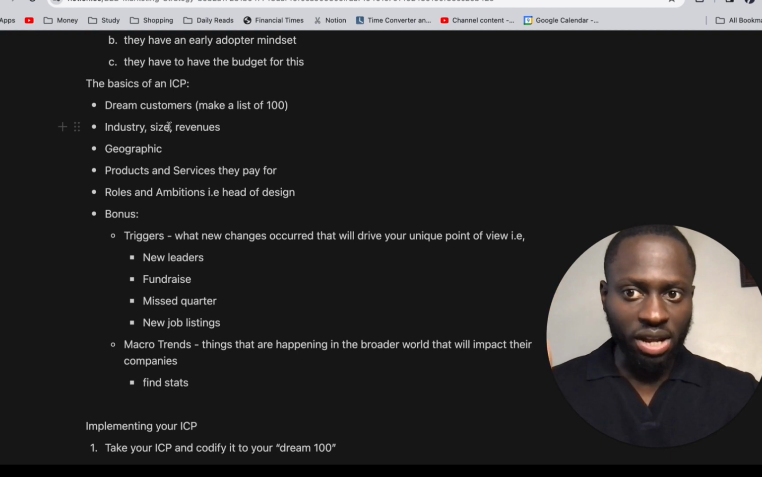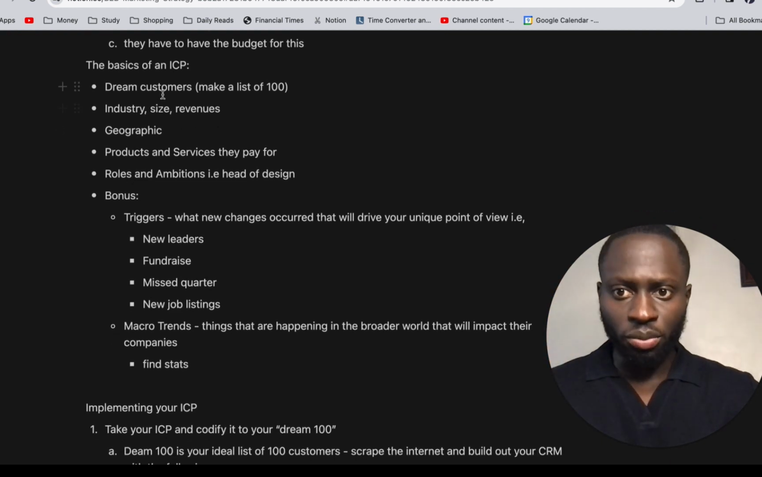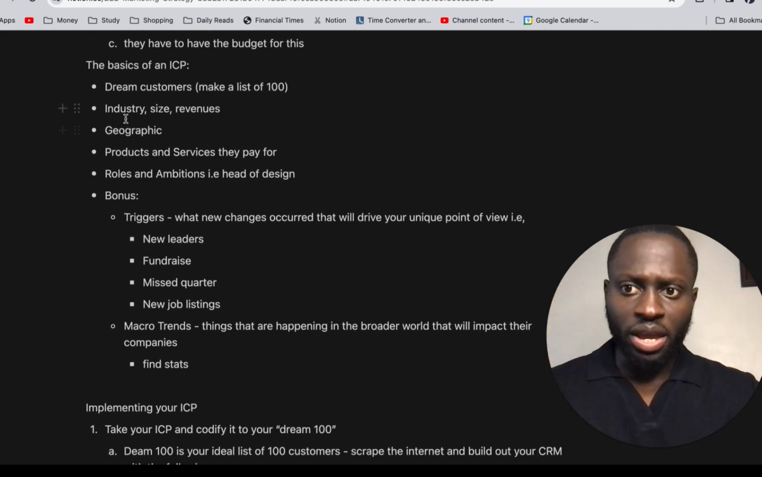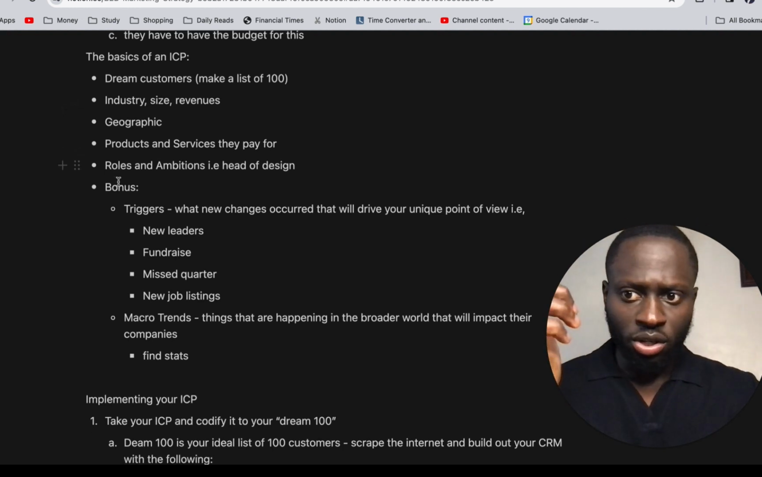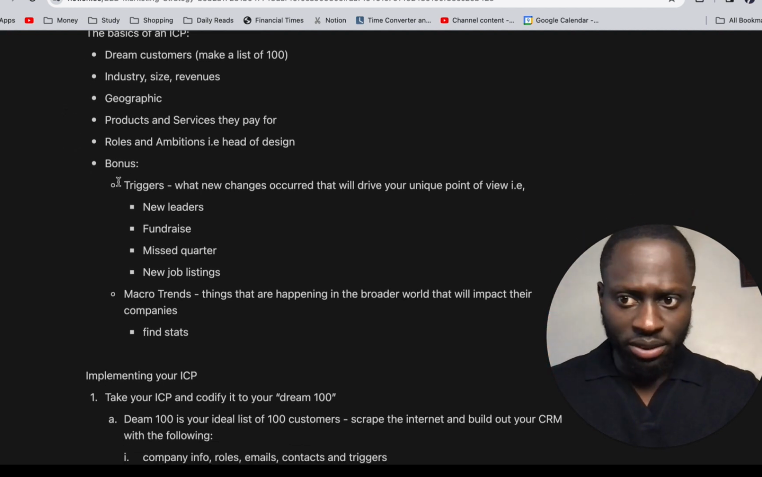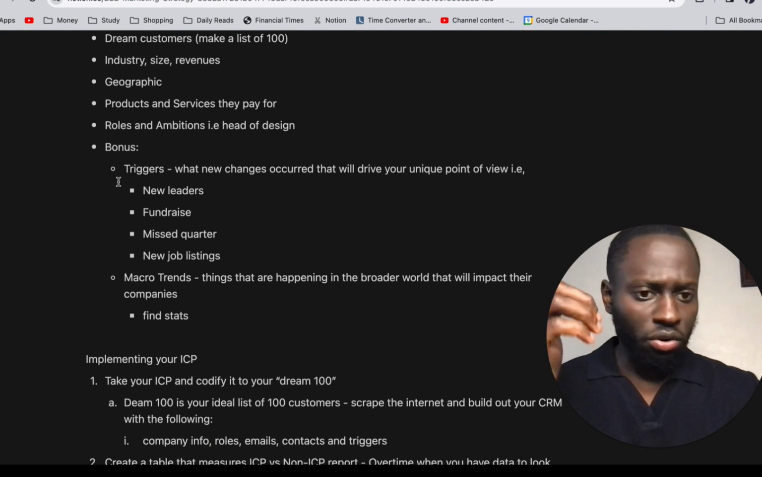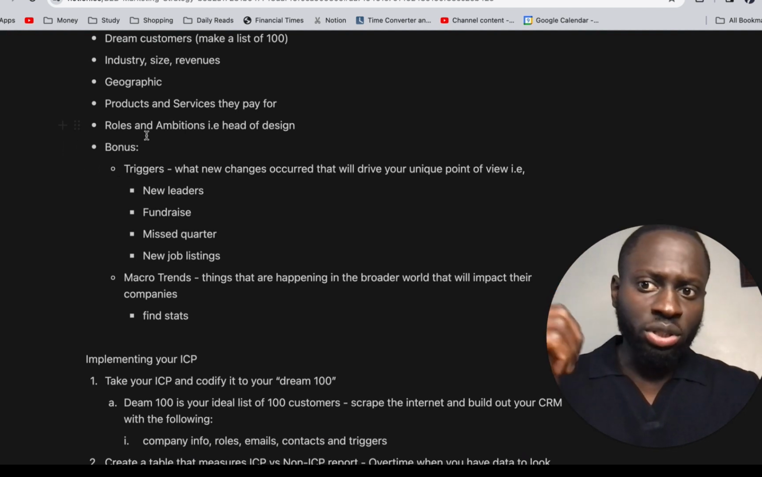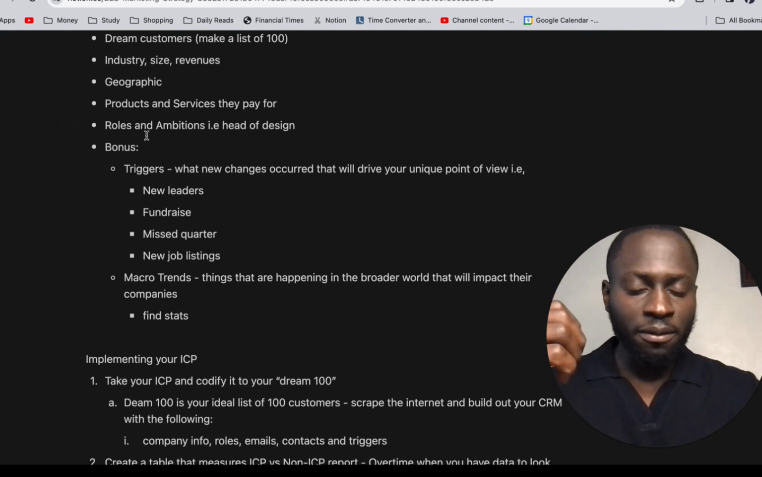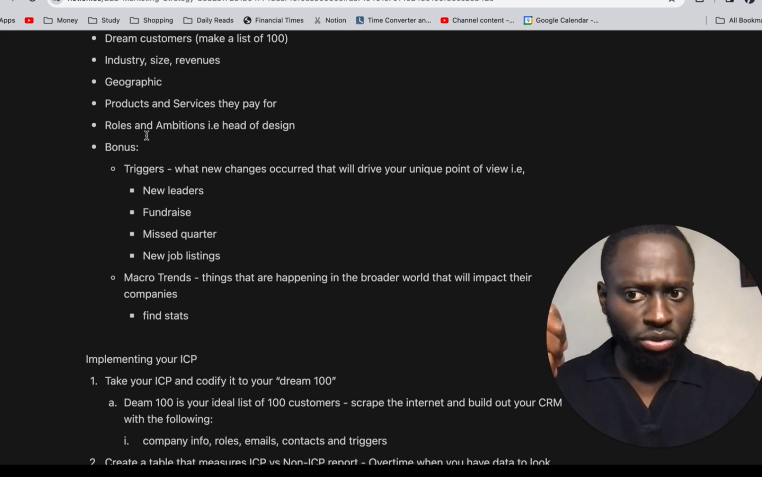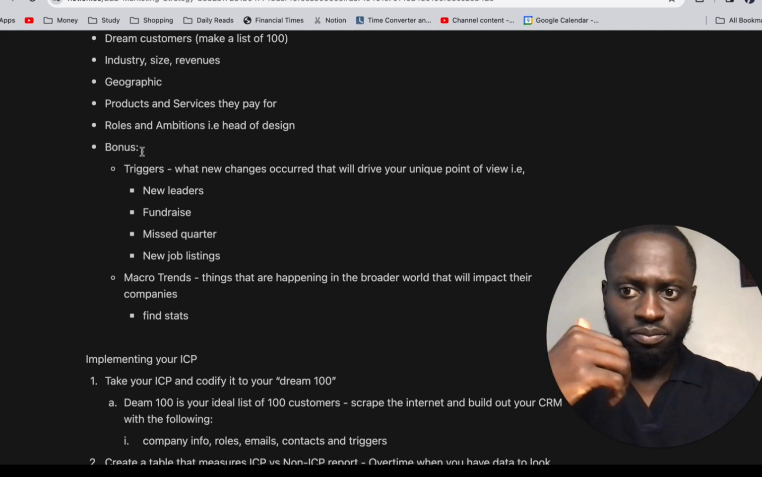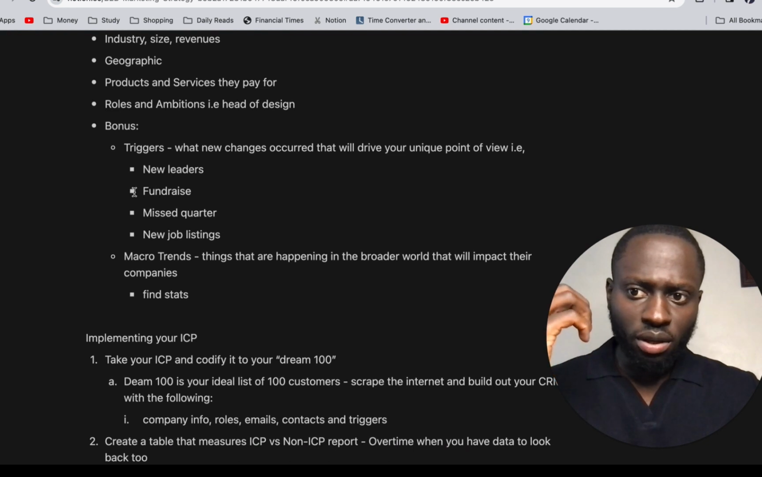So the basics of an ICP is dream customers, as we spoke about: the industry, the size, the revenue, geographic, where they are based, the products and services they're currently paying for, the roles and ambitions. So who are the key strategic people, the decision makers within the business that you want to actually target? Who are the gatekeepers? And as a bonus are the triggers.